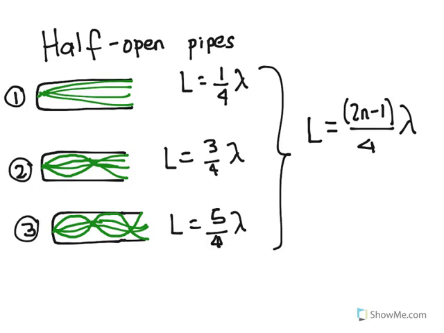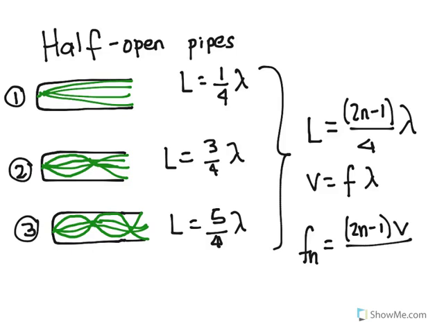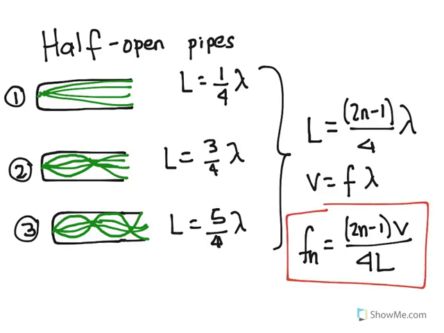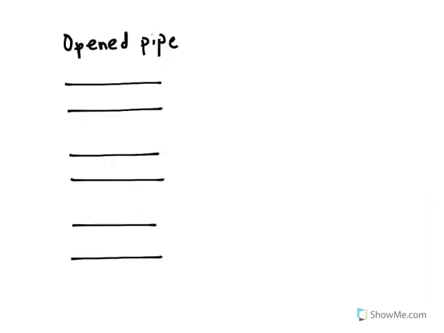Such that at the very end, since we know that velocity equals frequency times lambda, the n frequency is going to be equal to (2n minus 1), n being the mode, times the velocity of sound in air over 4 times the length. This happens in a half-open pipe.